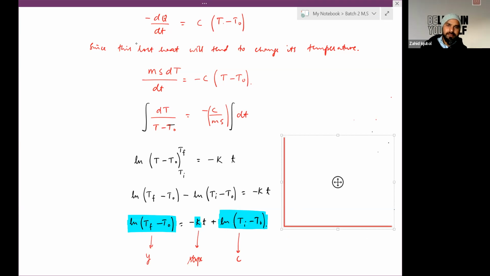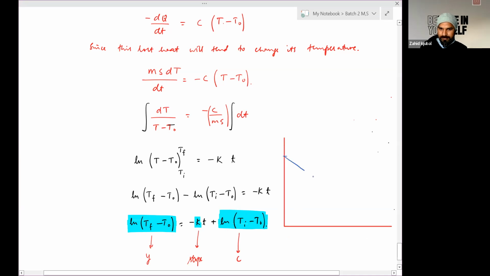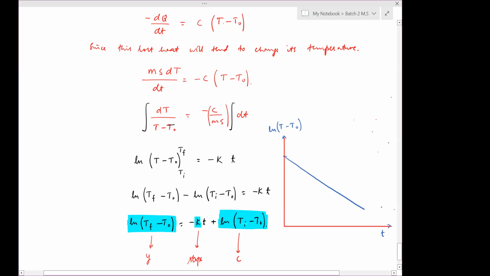So it will be like this. This is ln of T minus T naught versus time. Samira, is it clear? Yes, sir.